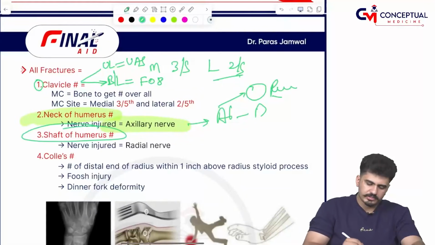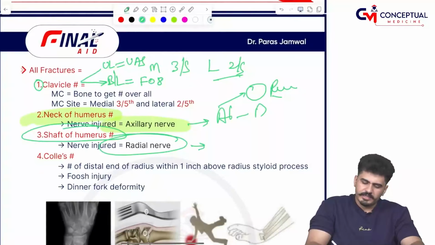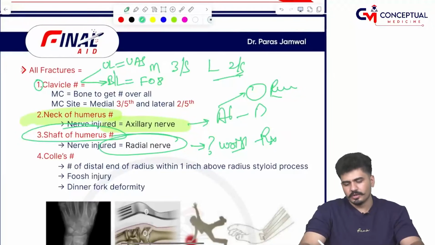Now shaft of humerus, the nerve involved is radial nerve. What will happen after the radial nerve injury? There is going to be the wrist drop, my dear friends. What treatment are you going to offer such a patient? You are going to offer a cock-up splint, my dear friends.